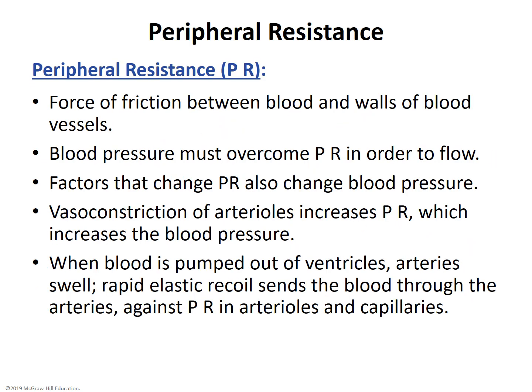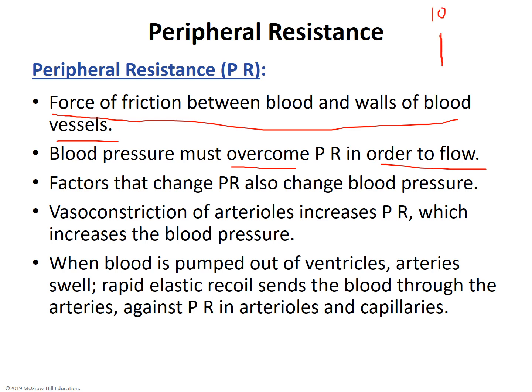So peripheral resistance is simply the force of friction between the blood and the walls of the blood vessel. It has to be overcome for the blood to flow. Obviously, if I have a resistance of, let's say, 10 millimeters of mercury, anything below that will not get past it. So in order for blood to flow, blood pressure has to overcome peripheral resistance. There are a lot of factors that change it.